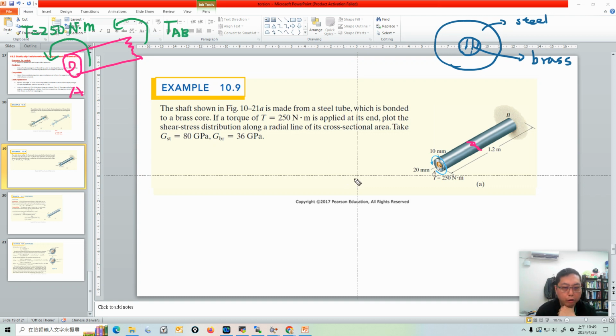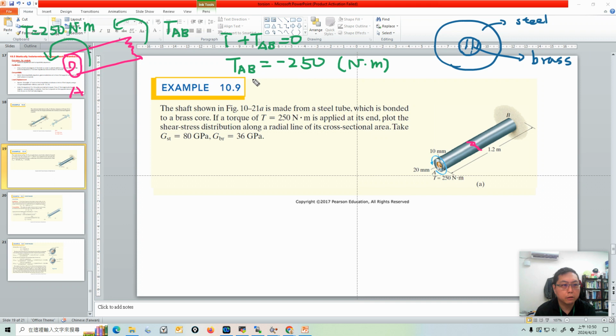Because overall the system is static, T plus T_AB must be equal to 0. We assume everything is counterclockwise, so it's all positive. So we know that T_AB is equal to minus 250 Newton meters. When we apply the external torque, the inside of the material develops another torque to make the whole system static.